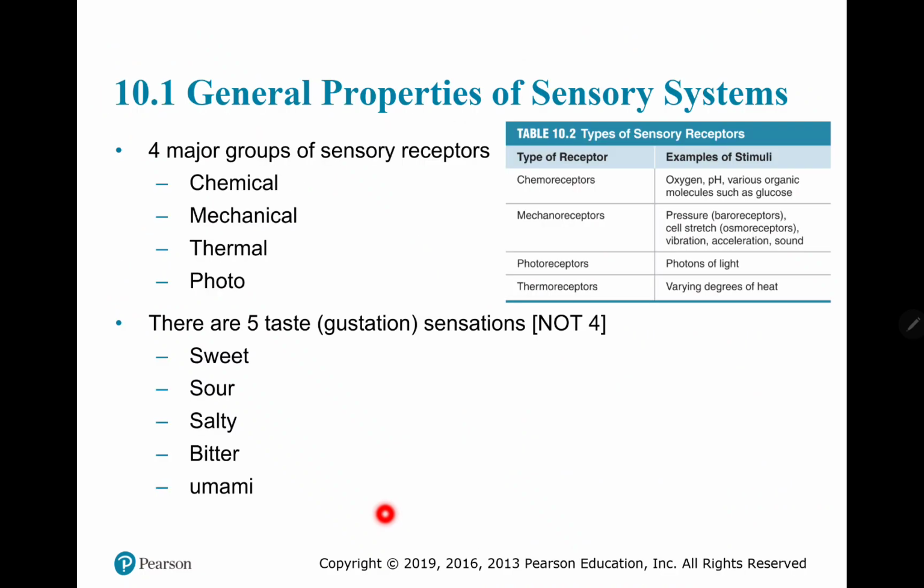Now, going over some general properties from chapter 10. There are 4 major groups of sensory receptors: chemoreceptors, mechanoreceptors, photoreceptors, and thermoreceptors. And remember, when we're looking at those special senses, we're going to have 5 taste sensations. Taste is also called gustation. So again, 5 taste sensations, not 4: sweet, sour, salty, bitter, and umami.